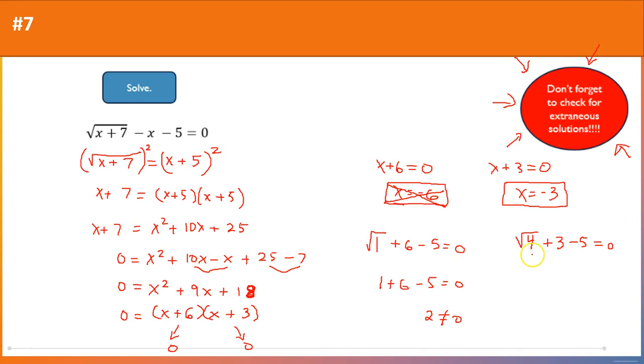All right, square root of 4 is 2. So we'll have 2 plus 3 minus 5 equals 0. What's 2 plus 3? 2 plus 3 is 5. Minus 5, that does equal 0. So 0 does equal 0 here. So this one is correct. So the only answer here is x equals negative 3.